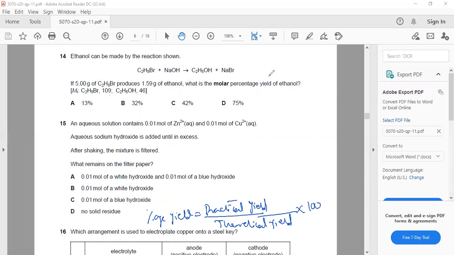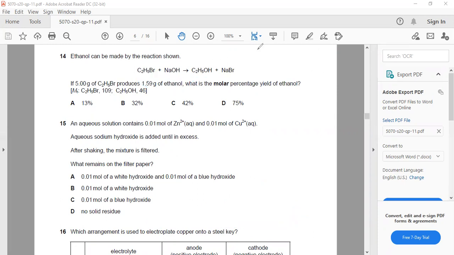First, you know this formula. Percentage yield is practical yield upon theoretical yield into 100. The equation gives you the theoretical yield. Practical yield is always given in the question. Given, this is the practical yield of the product. Practical yield means of the product. Theoretical yield we have to find from the equation.